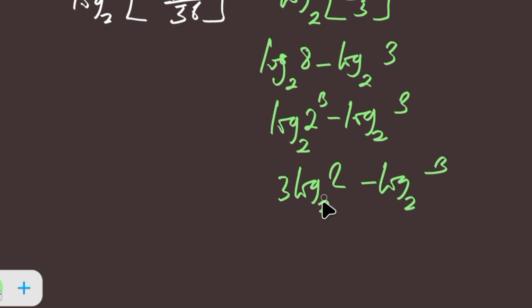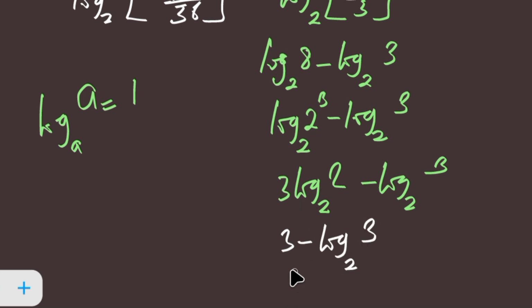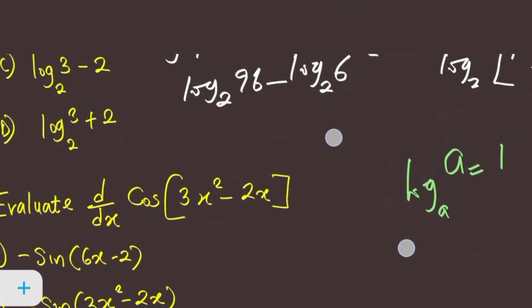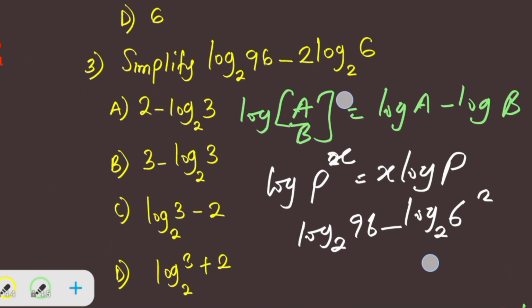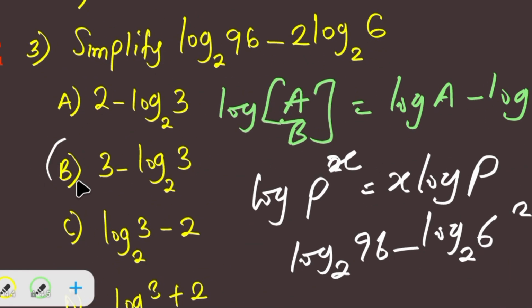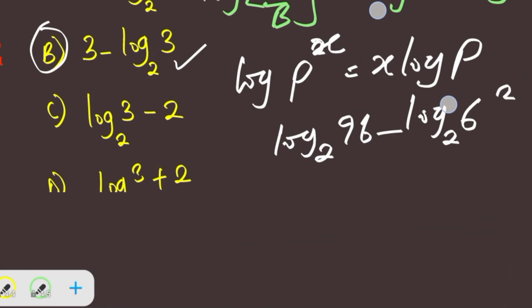Log 2 to base 2 is 1. When you take the log of a number to the same base, the answer will be 1. So that will be 3 times 1, which is 3, minus log 3 to base 2. So you have 3 minus log of 3 to base 2. Just check that in the options. If you check very well, that's option B. Okay, let's go to the next one.